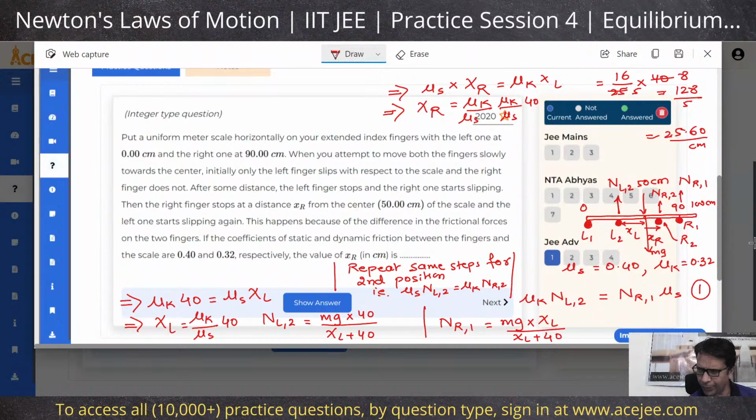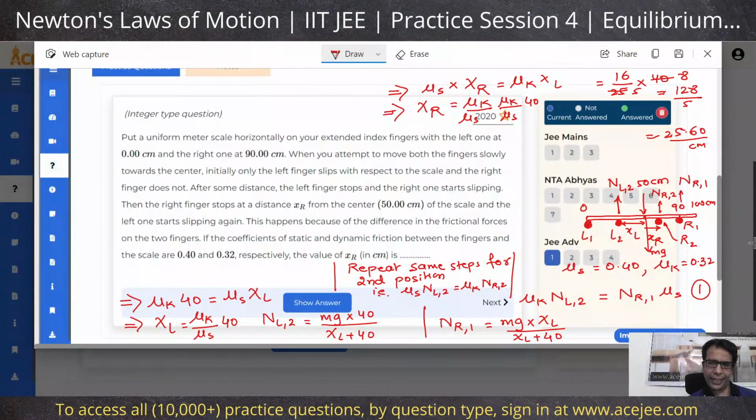Would it be greater or would it be less? So left finger के लिए greater होगा. Greater. Okay. Good. So the left finger one will be greater. So in which case the frictional force between the scale and the right finger is less than the one on the left finger, right? So the static frictional force of the right finger is less than the static frictional force of the left finger. That's why the right finger slides towards the left.